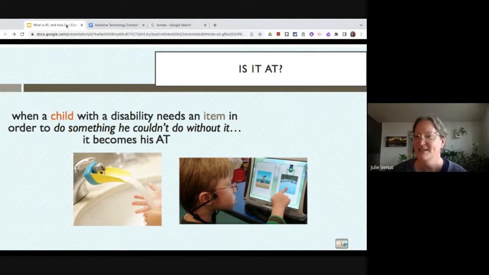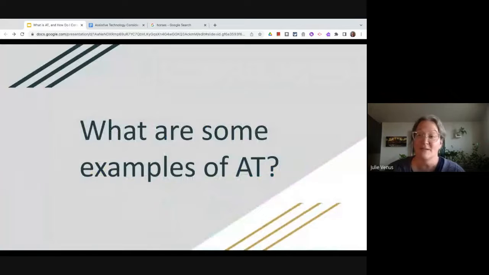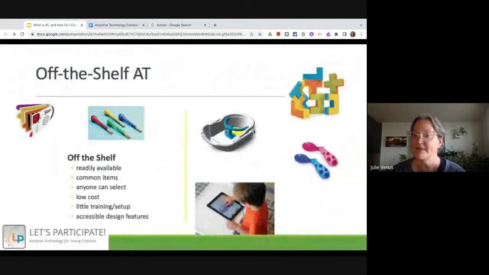All right. So here, what are some examples of AT? Again, these are some slides from the Let's Participate program. Here they're talking about things that are off the shelf. In the upper left-hand corner, there's a picture of a book that just has tabs on the corners that would allow a child that might have some minor motor issues to be able to turn the pages within a book. So that's something that's just off the shelf.